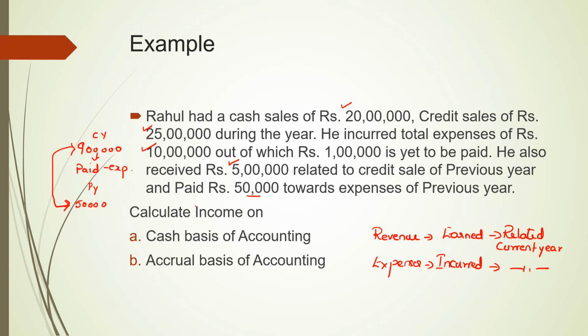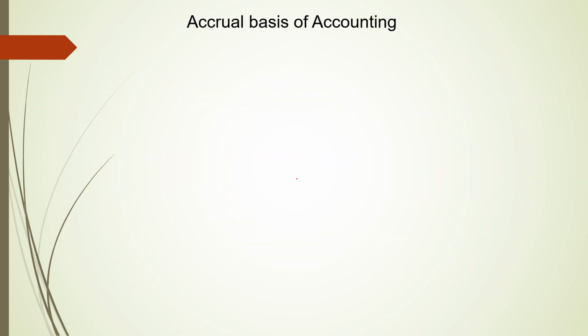And in the same way, the amount of 50,000 which has been paid as expense of the previous year is related to expense incurred related to previous year. So it should be taken as expense in the previous year, not in the current year. So this also will not come into picture. It is only the sales, cash sales of 20 plus 25 minus this 10 lakh. So let us prepare the statement when accrual basis of accounting is followed.